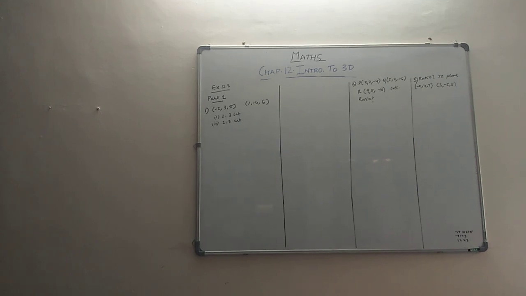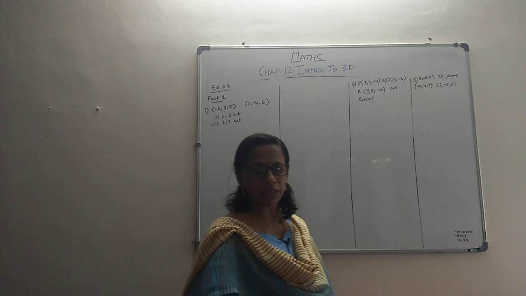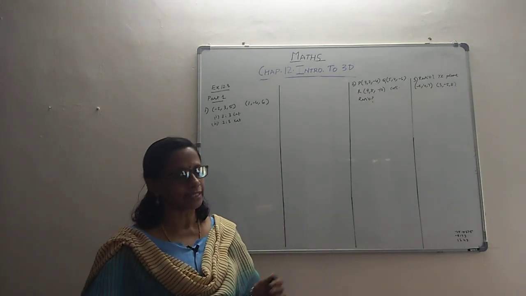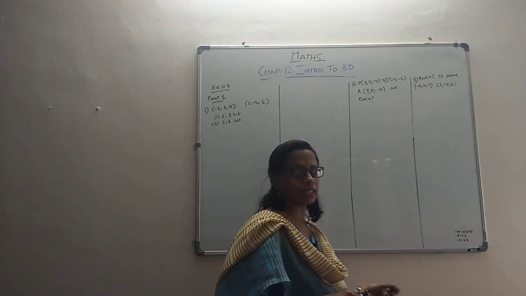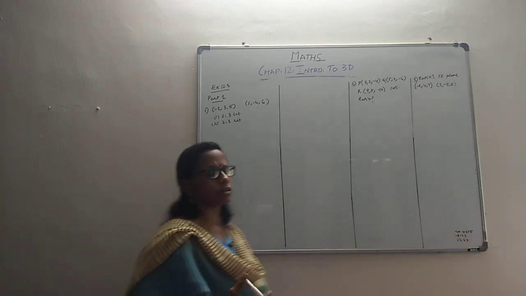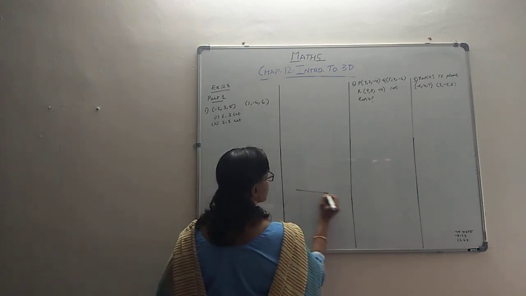Hello folks, we come to exercise 12.3, where we are going to start with the next concept, that of the section formula. It's nothing new to us, we have learned it in the 10th standard. This time we have to extend it to 3-dimensional space. So though we are familiar, we can just brush up on what the section formula was.